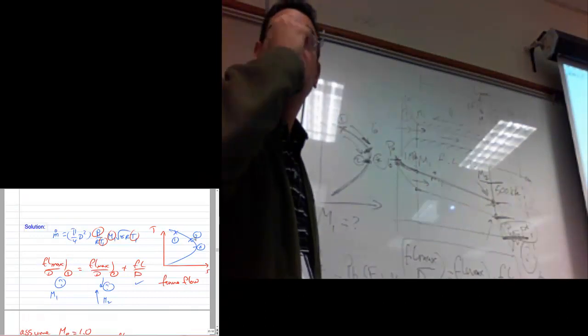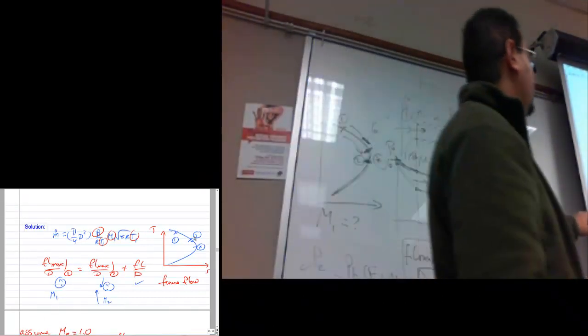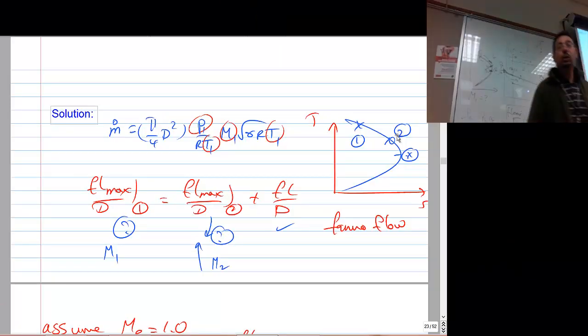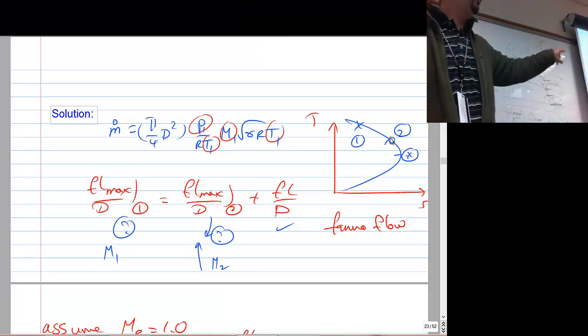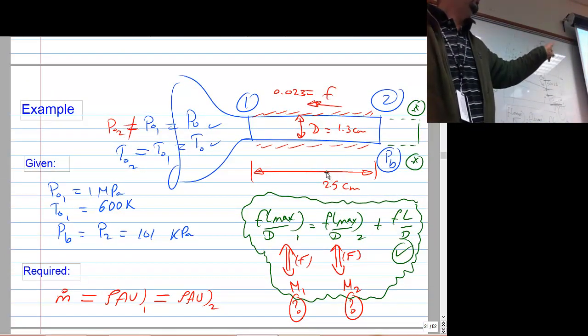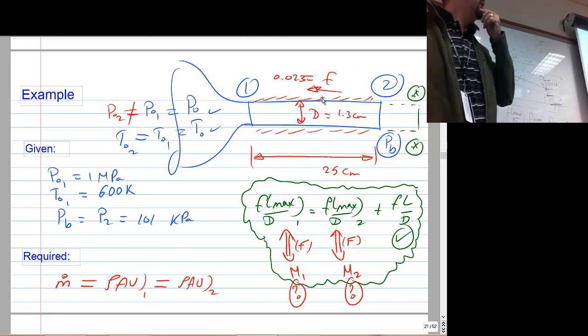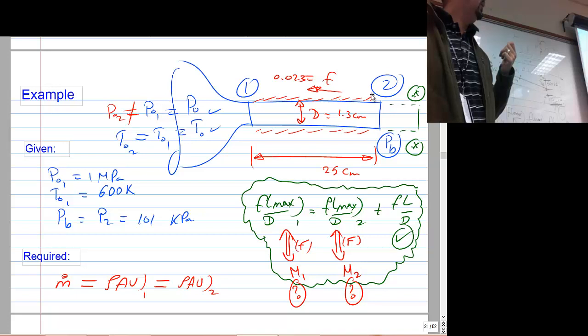Yes, Andrew. Forgive me, but how do we know FL over D to begin with? Are we given all those values? Right, so again, we only know the pipe, FL over D. We only know the pipe. We don't know M1, we don't know M2. The friction and D is given, the L is given. The only things not given are M1 and M0 and M2.